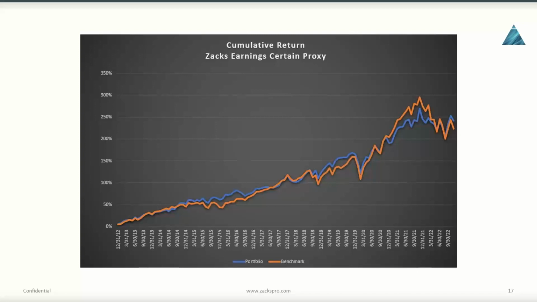So we're very proud of this portfolio, and it's been in inception since April of 2012. So it's had a full 10 years plus of a track record, and these are the actual results that you see here on the screen.